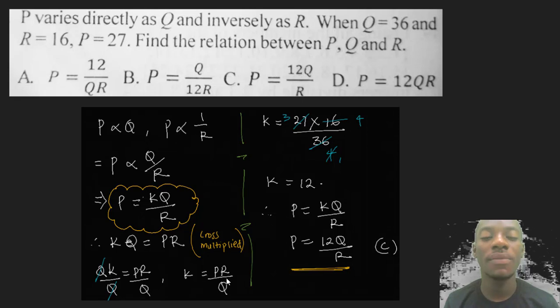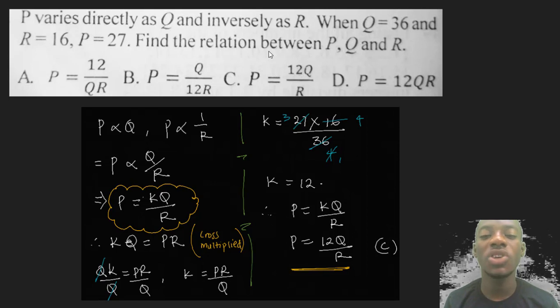Now plug in the values. You are given q as 36, r as 16, and p as 27. So what's my p? 27 times r 16 over q 36. Now cut it out. 9 here 3, 9 in 36 is 4, 4 here 1, 4 in 16 is 4. So 3 times 4 is 12. So my k is 12, and that's my value.